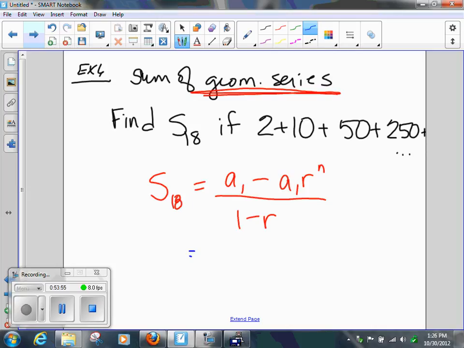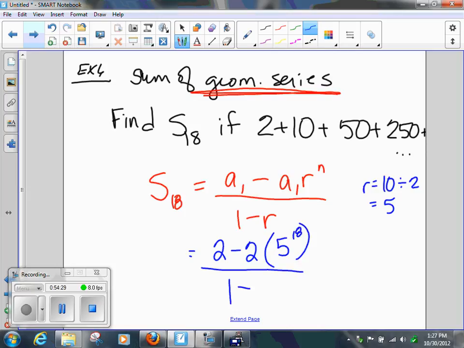Why is this formula different from the last problem, folks? The last one was an arithmetic series. This is a geometric. Good question. What's my A sub 1, folks? 2 minus 2 times, what's my ratio? 5. And if you don't know how to get it, take 10, the second term, divided by the first term, and you get 5. Raised to the what power? 18. Holy crap, this is going to be big. Over 1 minus 5.